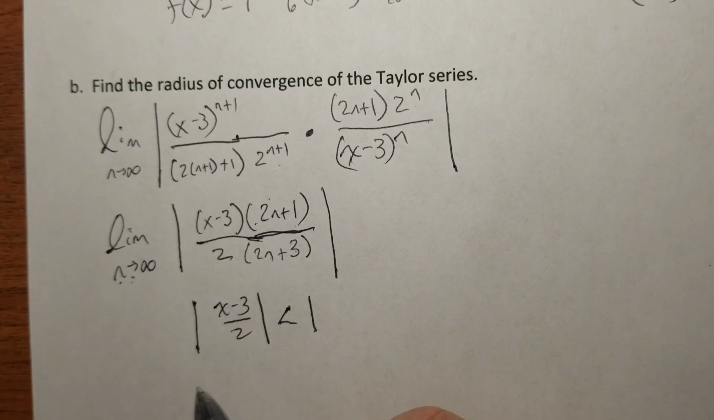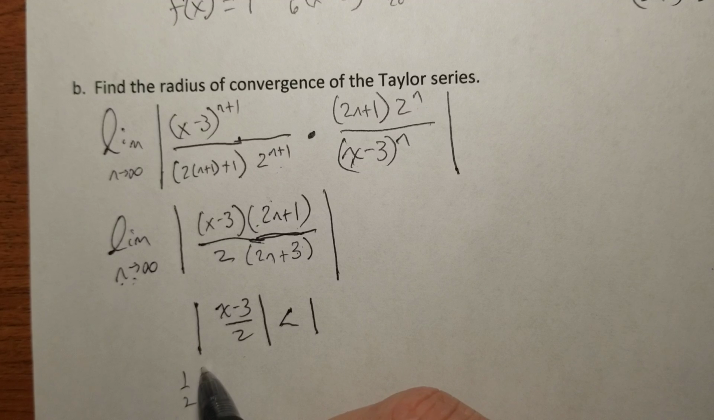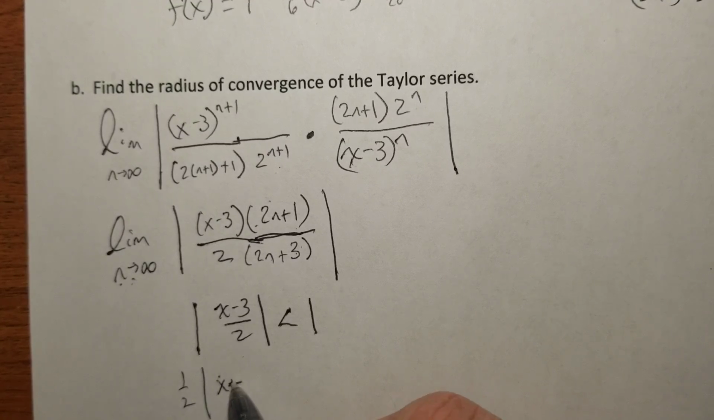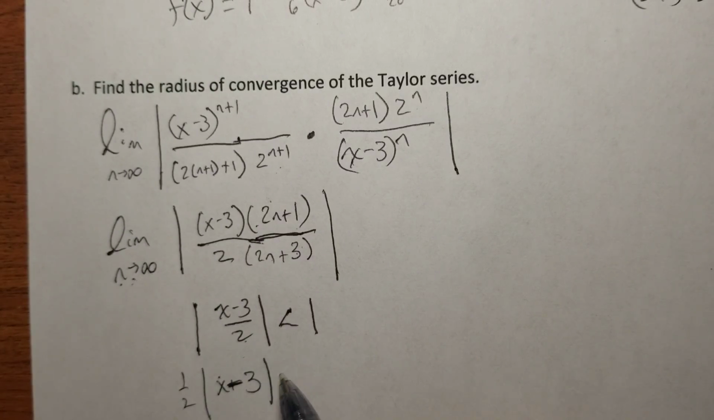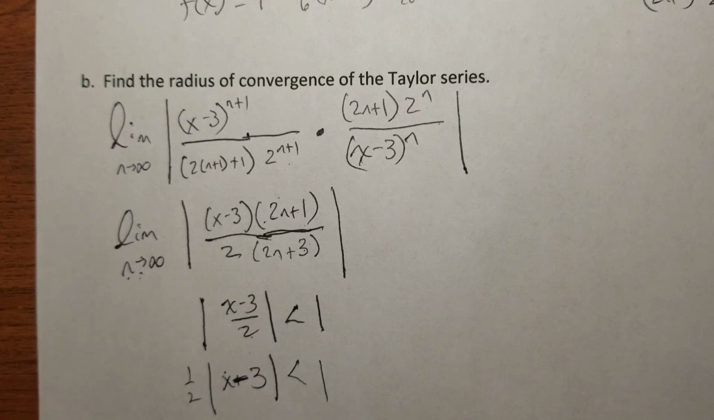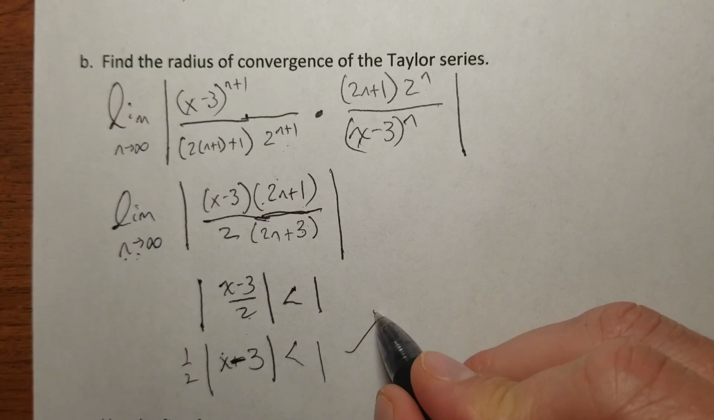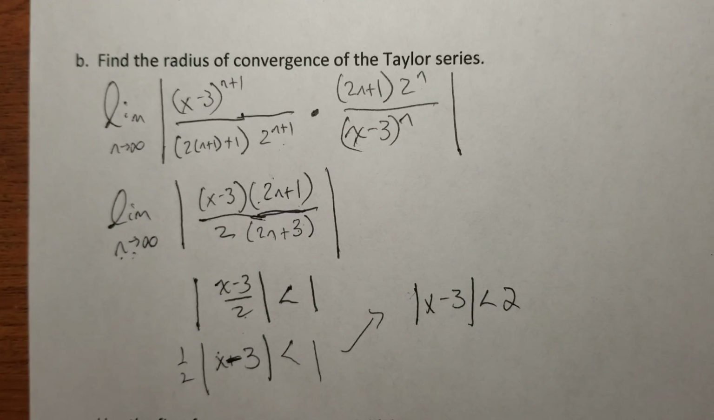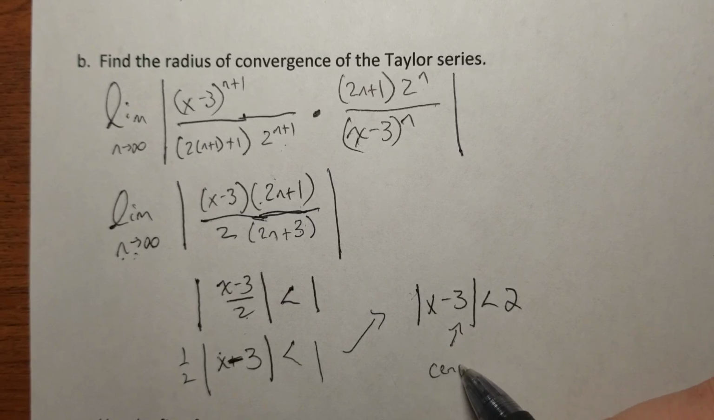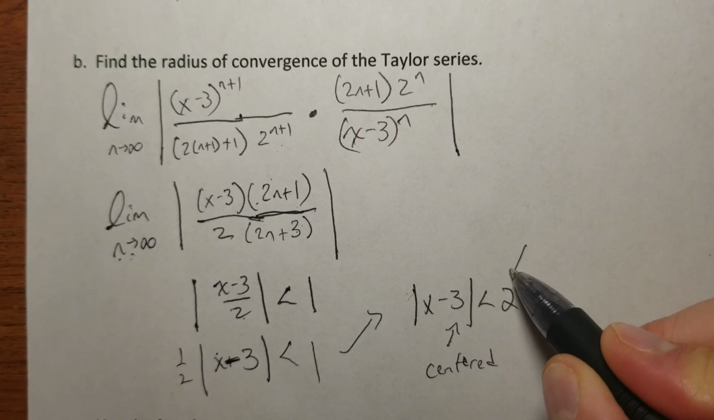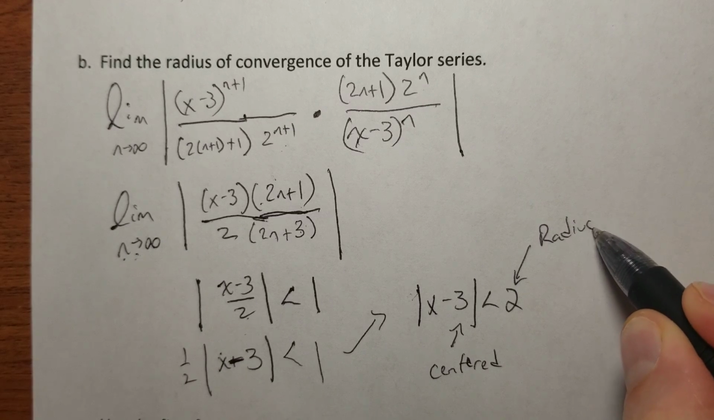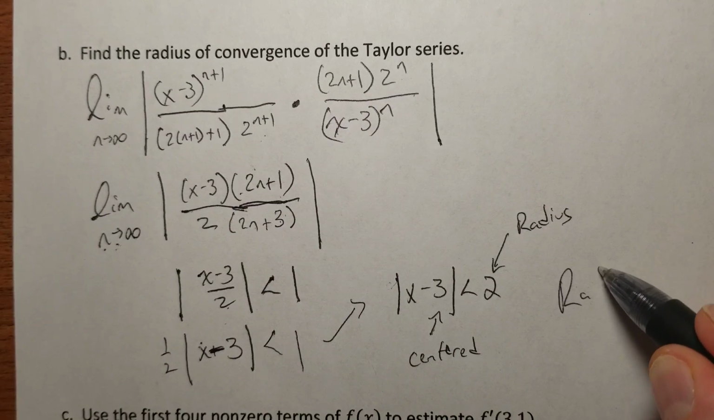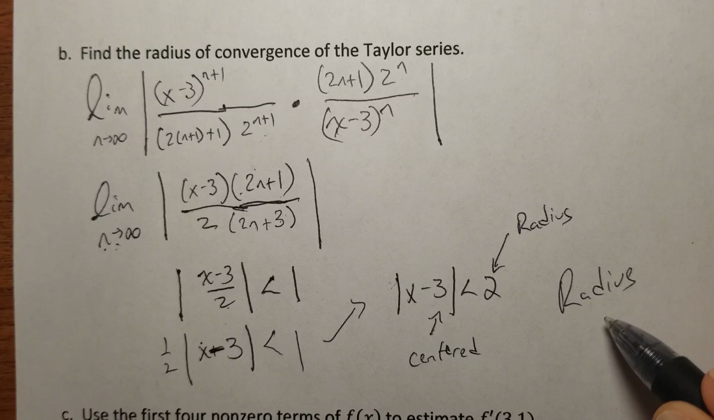And I can pull out that 1/2. I guess I can show it here really quick. Oops, x minus 3. Right, this is a positive 2. It's always a positive 2 in the denominator, so I can pull it out because it's a factor. And so this is still going to be less than 1. Multiply by 2, so I can say that the absolute value of x minus 3 is less than 2. So we are centered at 3, which is what we know, and our radius is going to be 2. So our radius here is 2.